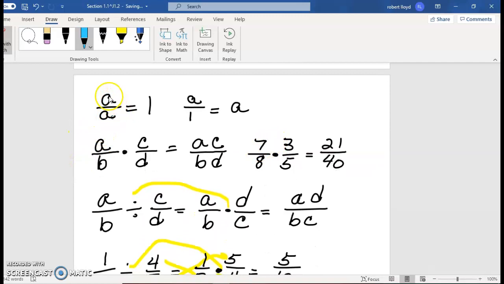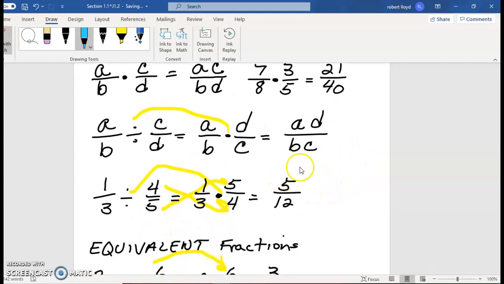So any number, such as a divided by itself, is always 1. And a divided by 1 is always a. In other words, any number divided by 1 is that number. Now, when we're multiplying fractions, we can multiply the numerators together and the denominators together. So a divided by b times c divided by d. Numerators, a times c is ac, b times d is bd. So if you have 7/8 times 3/5, 7 times 3 is 21, 8 times 5 is 40.